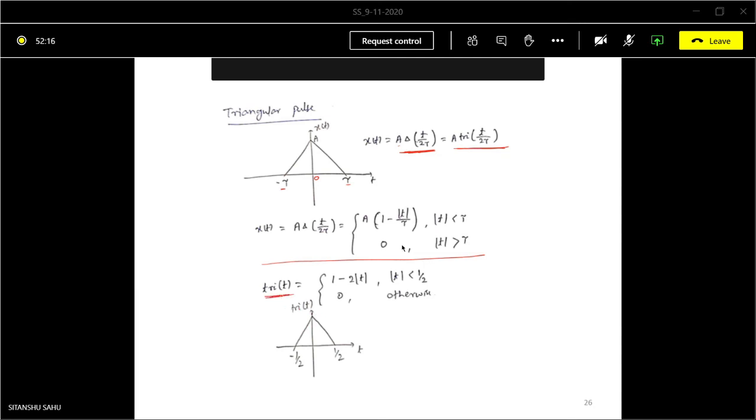If you see the triangular function in general, it is represented as 1 minus 2 mod t when mod t is less than half, and 0 otherwise. If nothing is mentioned in the denominator and in the scalar part, this is its representation. These are some notations of basic signals that you may encounter while finding out the Fourier series representation.